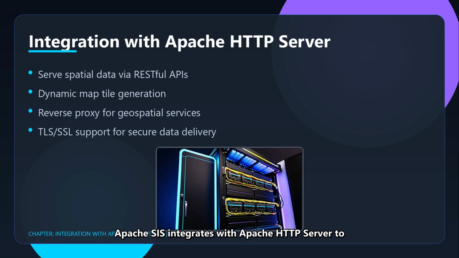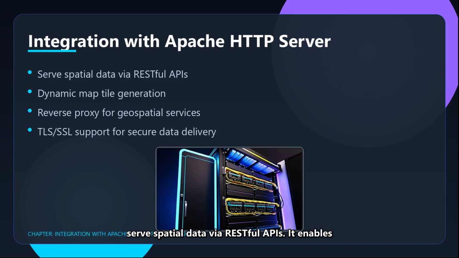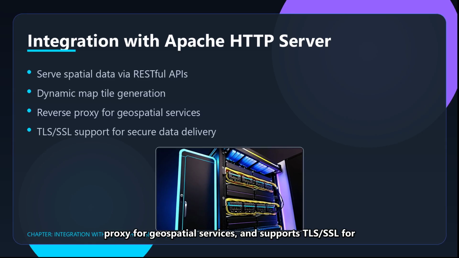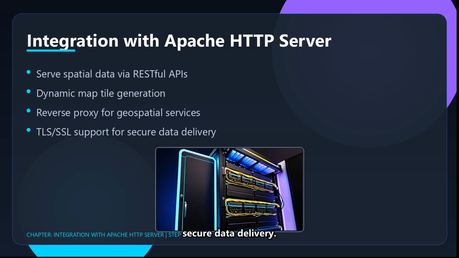Apache SIS integrates with Apache HTTP Server to serve spatial data via REST APIs. It enables dynamic map tile generation, acts as a reverse proxy for geospatial services, and supports TLS/SSL for secure data delivery.